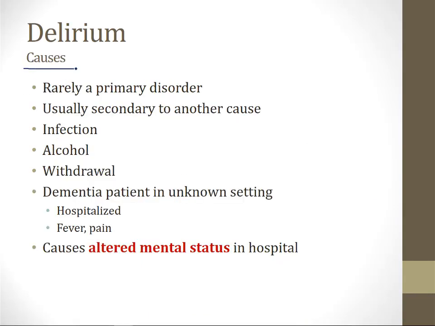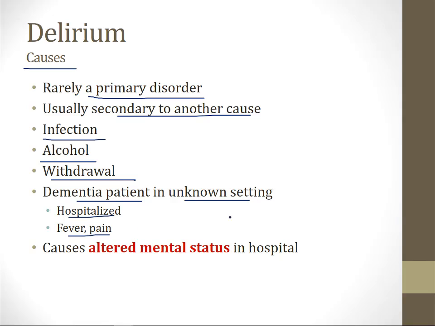So along those lines, let's talk about the causes of delirium. It's rarely a primary disorder. It's usually secondary to some other cause. Patients who are infected, especially if they have a high fever, will be delirious. When the infection goes away, the delirium will go away. Patients who have consumed lots of alcohol or who are withdrawing from alcohol will often be delirious. You can see delirium on top of dementia, so a patient with dementia, like someone who has Alzheimer's, who is in an unknown setting and is hospitalized and has fever and pain, this patient may become acutely delirious. And for all of these reasons, delirium is one of the classic and common causes of altered mental status in the hospital. When you see someone who is confused and disoriented in the hospital, it's often because they are delirious, secondary to some medical condition.